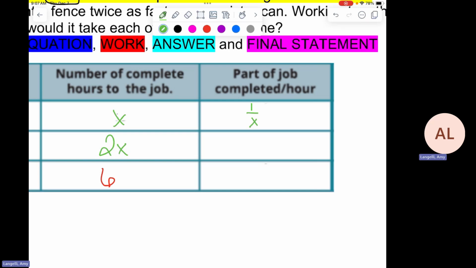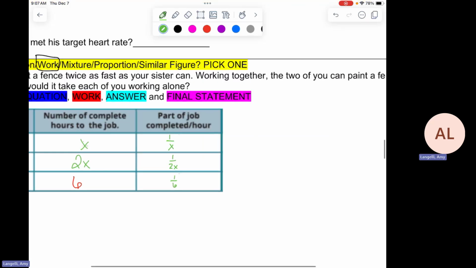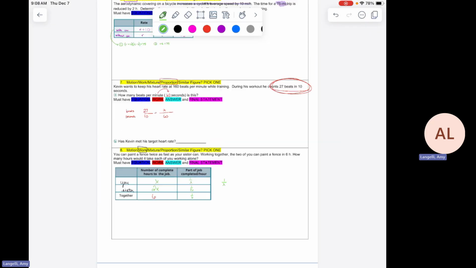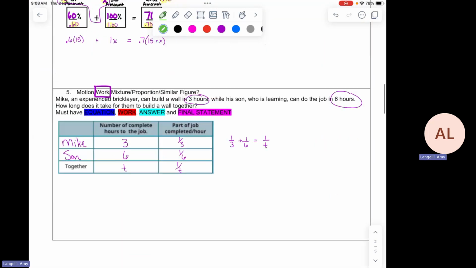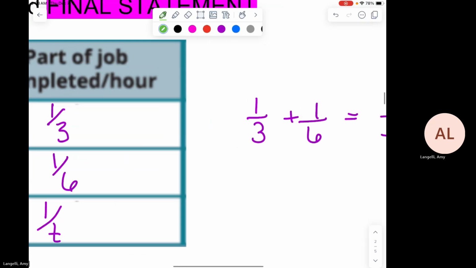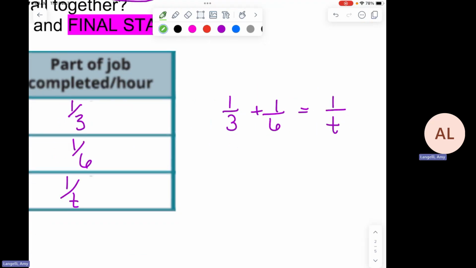And what part of the job does your sister complete? And together? Okay, and then the equation? Not quite. Look at this one. Give that a quick comparison.